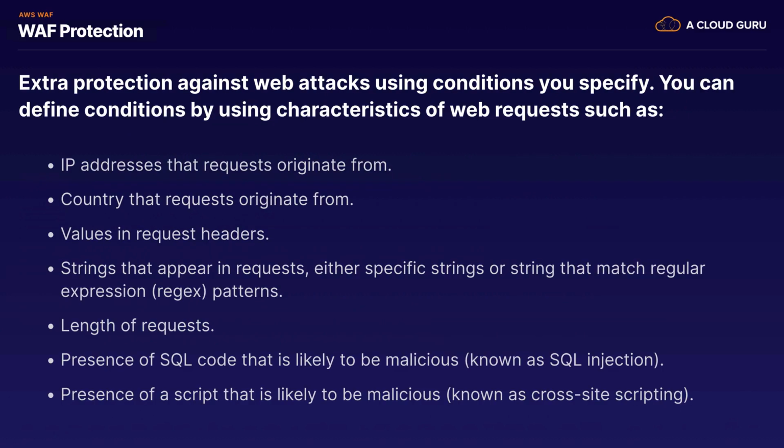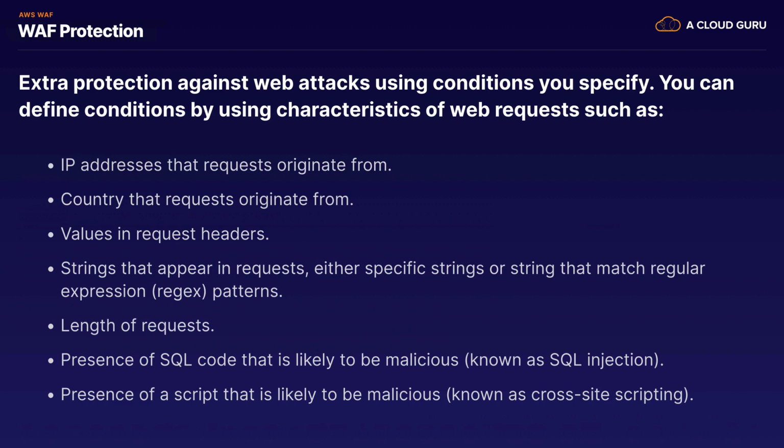So in terms of the extra protection that WAF provides, it protects against web attacks using conditions that you specify. And you can define conditions by using characteristics of web requests, such as the IP address that it originates from, the country that requests originate from, and that's a really, really popular exam question. You might have an embargo against some country, and you need to block their access to your website. How do you do this? Well, using AWS WAF is definitely one of the correct answers.